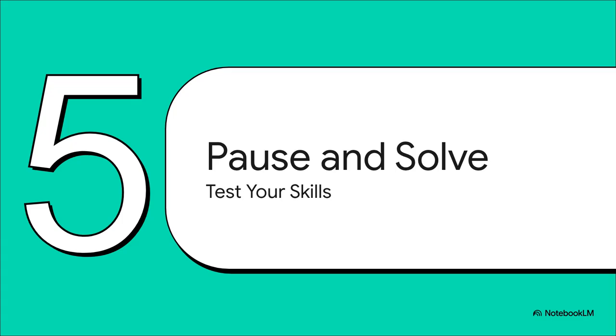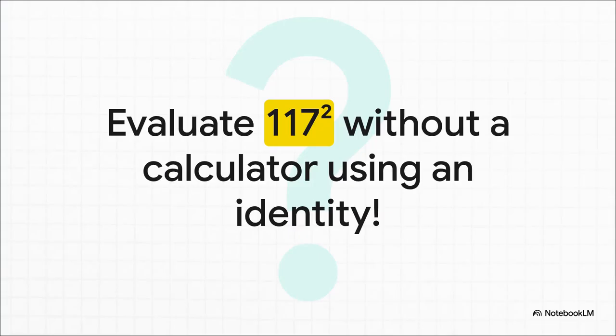Pause, solve, and recap. Okay, I've been doing a ton of talking, so now it is your turn to actively apply this stuff. I want you to evaluate the square of 117. But here's the catch. No calculators allowed, and no standard long multiplication either. You have to use an algebraic identity to solve it. So grab a piece of scrap paper, pause this explainer right now, and give it a shot. Don't worry, I'll be right here when you're ready.